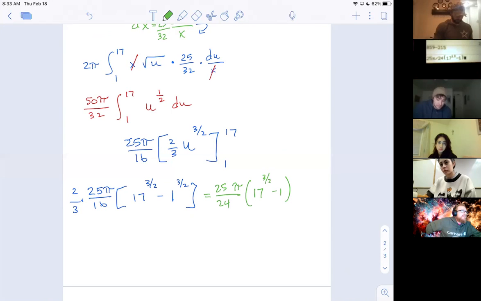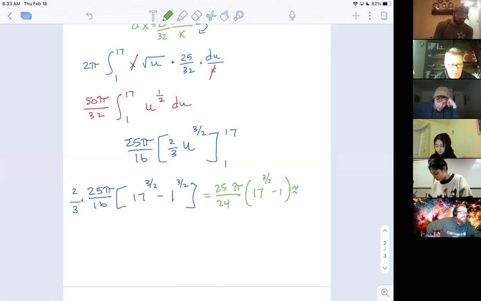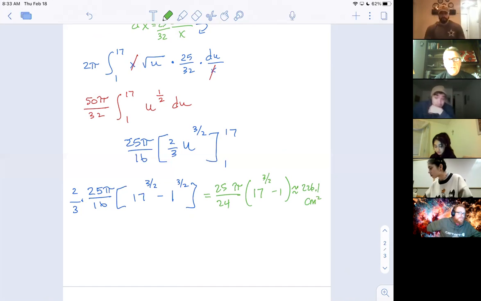It's a lot easier to type in. I know that doesn't focus very well, but if I want a decimal, I got approximately 226. And remember, this is an area, so I'm going to write square centimeters, even though there was nothing saying that the squares in our graph were centimeters. I just hate square units. Just remember, this is an area, not a volume. In all of our previous assignments, we were always finding volumes of things, so it was cubic centimeters.